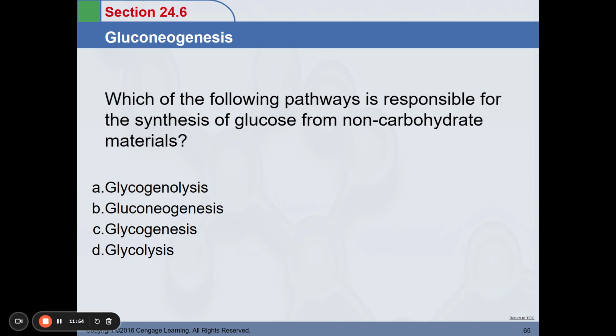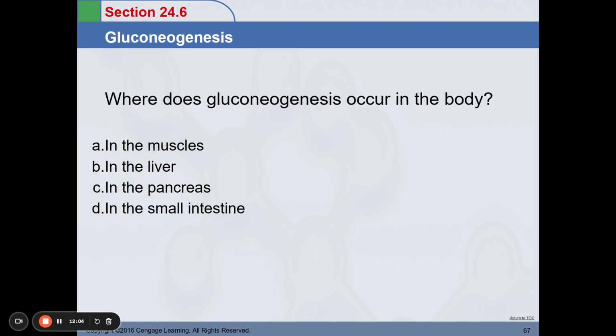Okay, so which of the following pathways is responsible for the synthesis of glucose from non-carbohydrate material? The answer for this one is gluconeogenesis. Again, you can pause this video to answer this question. Where does gluconeogenesis occur in the body? We know the answer to that is the liver.